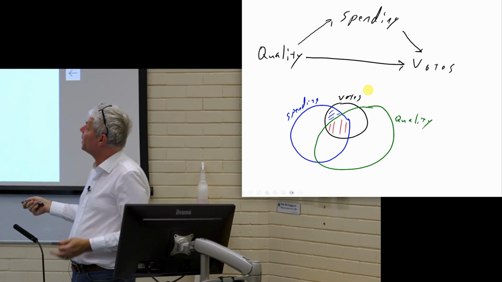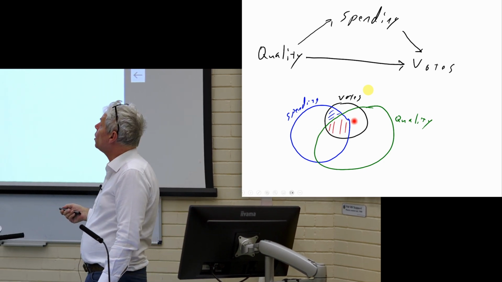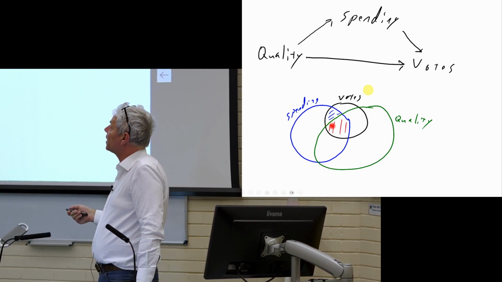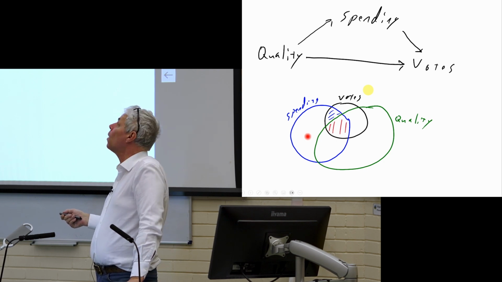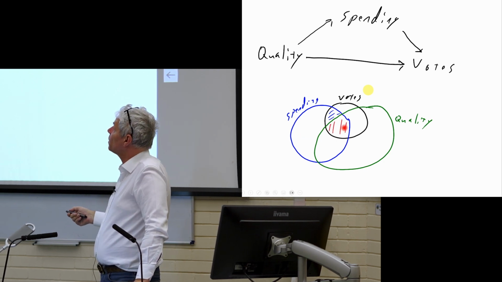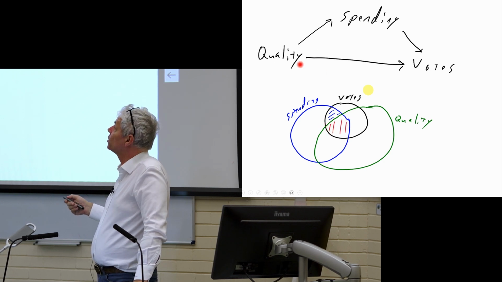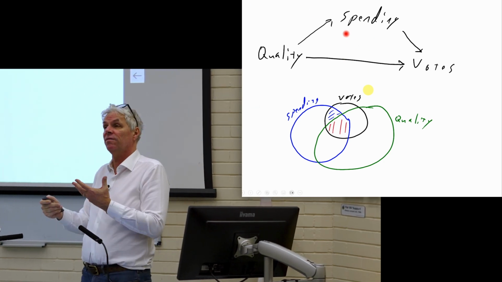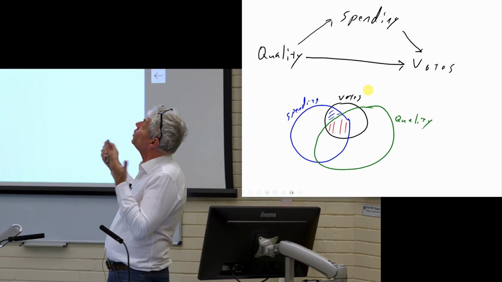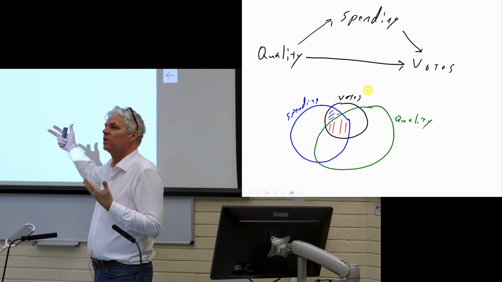The trouble we have here is not that it's wrong to include it, it's that we don't know whether that red area is the effect of spending or the effect of quality, right? Because quality has its own effect. So some of this area should be attributed to spending, some of it should be attributed to quality. We just don't know how much of each, right? But if we knew for sure that quality didn't affect votes directly, then all of it should go to spending.